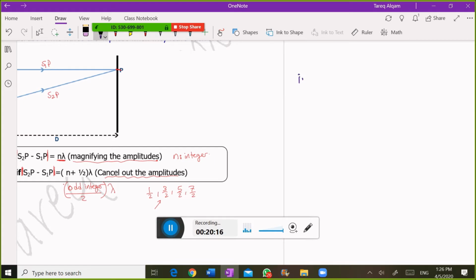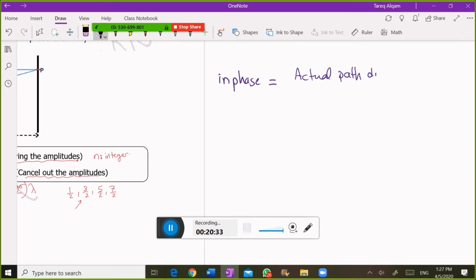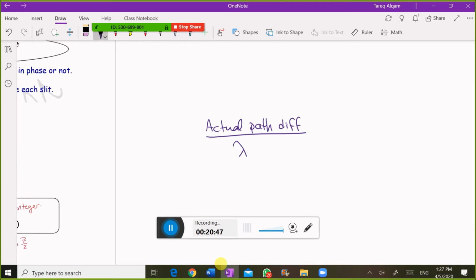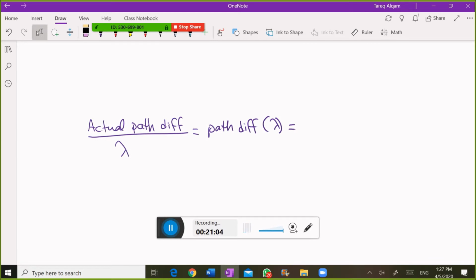To know if it's in phase or anti-phase, you have to measure the actual path difference divided by lambda. This, guys, will give us what? The path difference, but in terms of what? In terms of lambda. If I divide the actual path difference by lambda, I will get the path difference in terms of lambda.